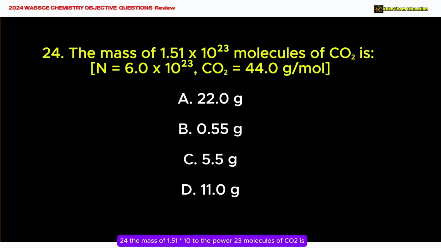24. The mass of 1.51 times 10 to the power 23 molecules of CO2 is. Take Avogadro's constant number to be 6.0 times 10 to the power 23. Molar mass of CO2 to be equal to 44.0 grams per mole.